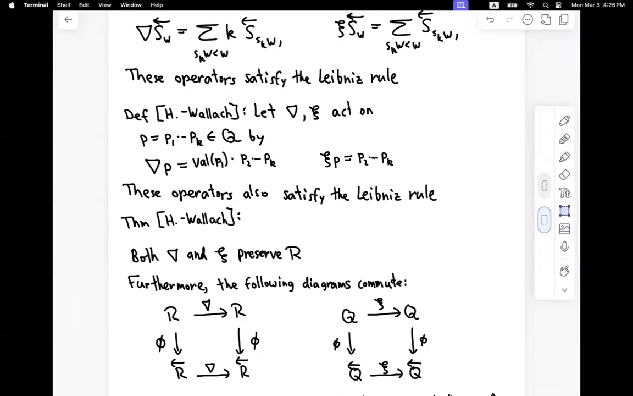Okay, so in particular, let's look at nabla again. If I have two elements of R that are bottom row equivalent, then they're going to map to the same element here, and so they're going to map to the same element here. And so they need to map to the same element going around the other way, which means that they have to be bottom row equivalent there. And so the conclusion here is that if I start with bottom row equivalent elements here, then I end up with bottom row equivalent elements here. This does not work for nabla and the entire colored shuffle algebra, only this subalgebra R.